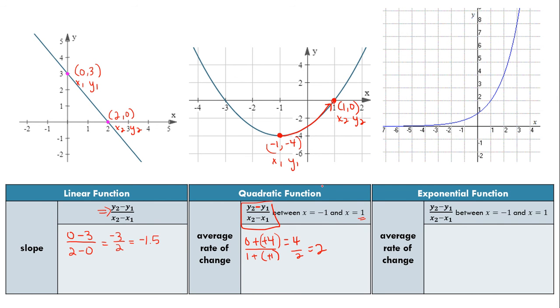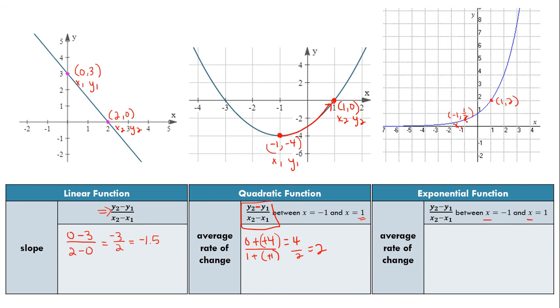And then lastly, we have our exponential function. We do it the same way we just did quadratic functions. They give us 2 values that we're trying to find that average rate of change between. So when x is -1 on my function, my y value here looks to be about 1/2. And then my second x value they give me is 1. And when x is 1 here, my y value is 2.